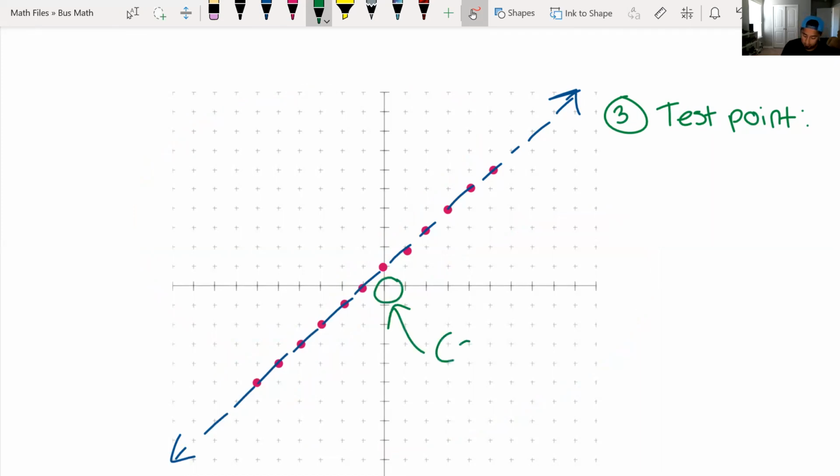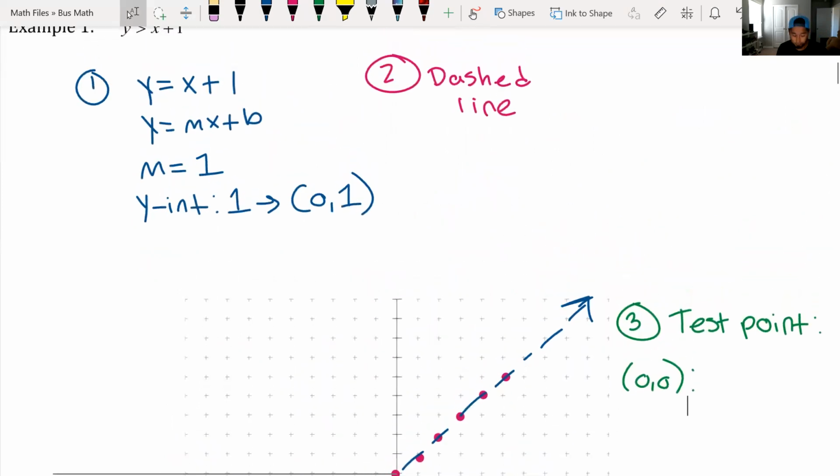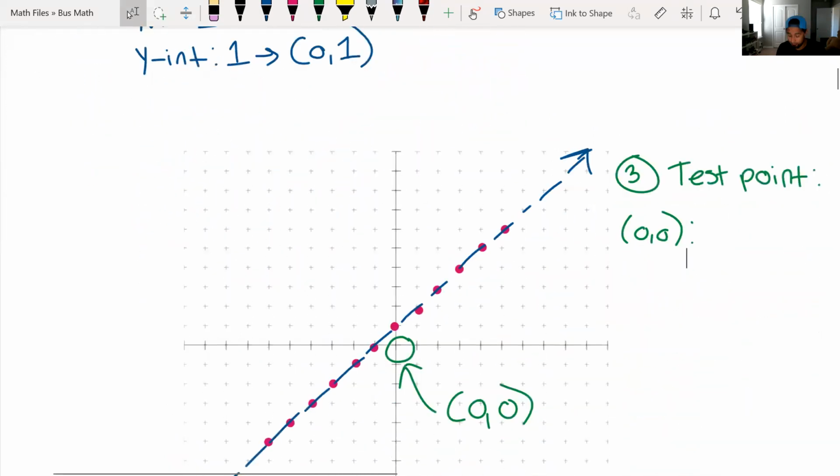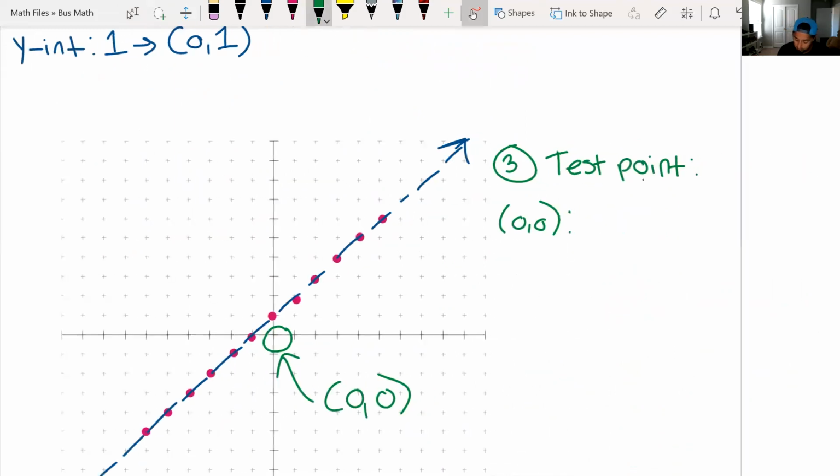That's 0, 0. So our test point we are picking is 0, 0. And now, what we're going to do with that test point is plug it into the original inequality. Y is greater than x plus 1. So I'll rewrite it. I'll say y greater than x plus 1. And now plug 0 in for x and plug 0 in for y. And let's see if our inequality is true. So you'll get 0 greater than 0 plus 1.